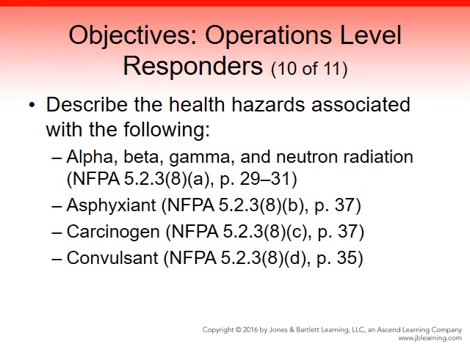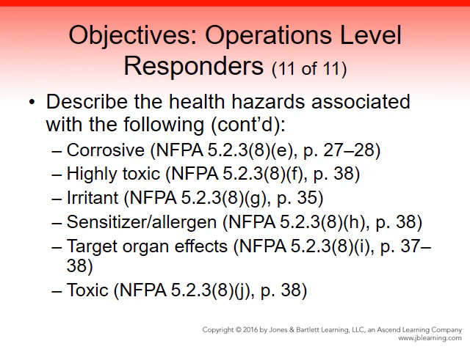Describe the health hazards associated with the following: alpha, beta, gamma, and neutron radiation, asphyxiant, carcinogens, and convulsants. Describe the health hazards associated with corrosive, highly toxic, irritant, sensitizer allergen, I know I murdered that word and I apologize, and target organ effects, as well as toxic.